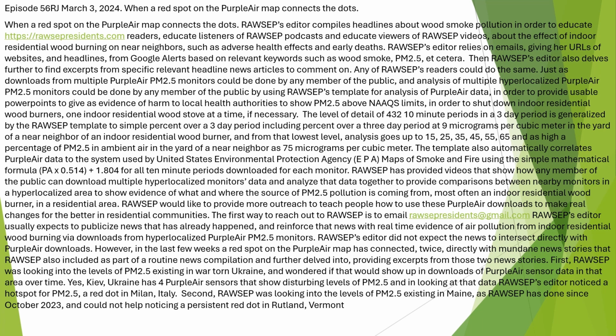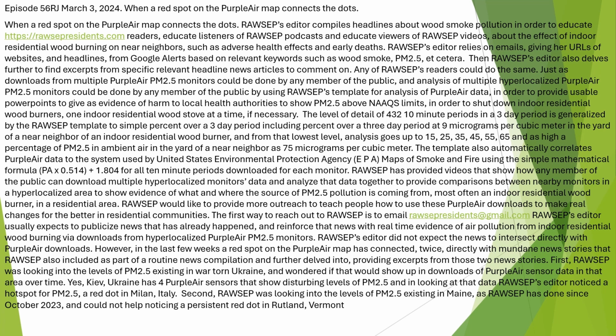The template also automatically correlates PurpleAir data to the system used by United States Environmental Protection Agency, EPA, maps of smoke and fire using the simple mathematical formula, PA x 0.514, plus 1.804 for all 10-minute periods downloaded for each monitor.